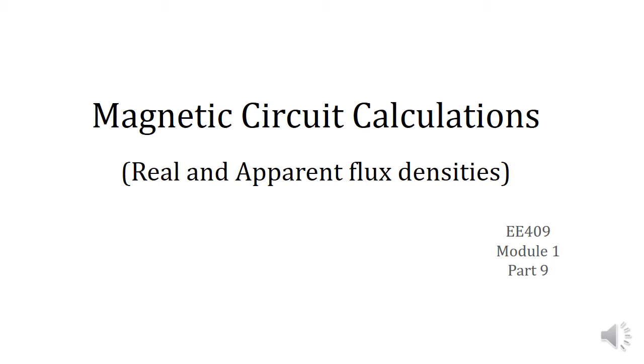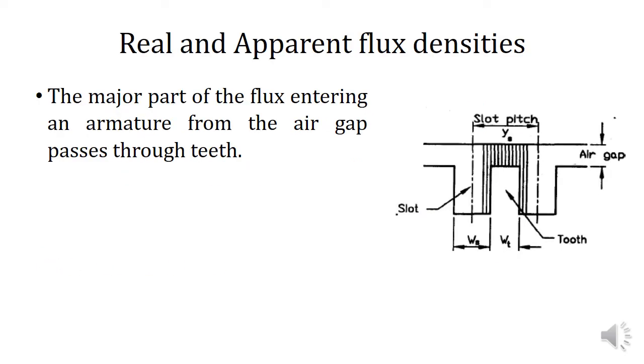Today we are going to discuss the concept of real and apparent flux densities. Consider a rotating machine. In this machine, the flux passes through the air gap and enters the rotor or enters the armature. Here the armature has a slot and teeth arrangement. So the major part of the flux entering the armature from the air gap passes through the teeth.